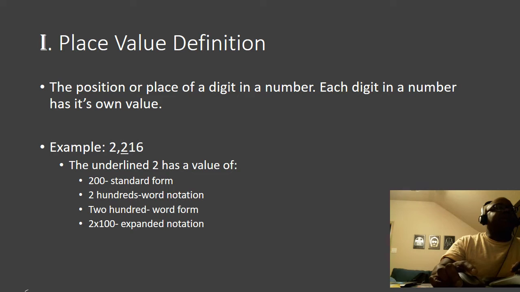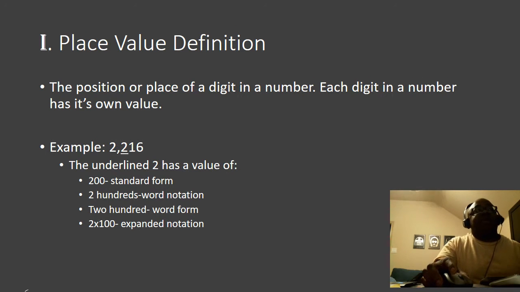And so place value is the position or place of a digit in a number. You remember each digit in a number has its own value. And so like if we're looking at this example right here, 2,216. Well, that underlined 2 has a value of 200. If you're writing the value of that underlined 2 in standard form, 200. We have that value in word form, 200, and then 2 times 100, we have that in expanded notation.